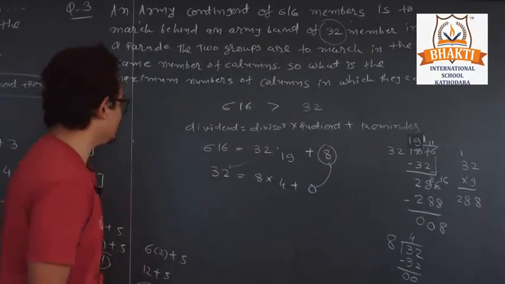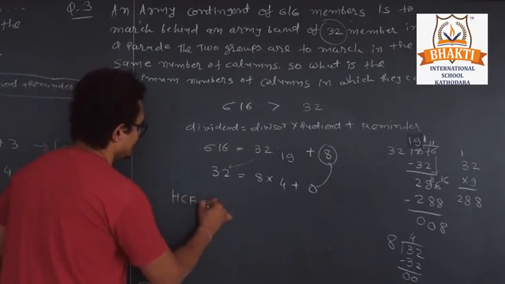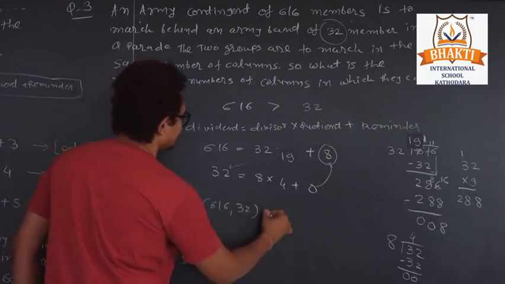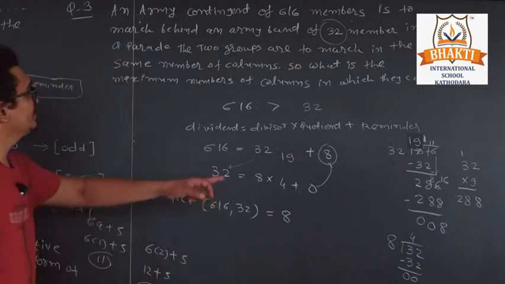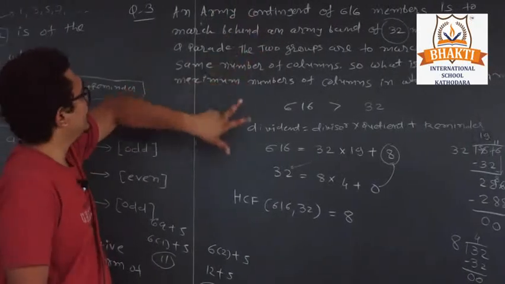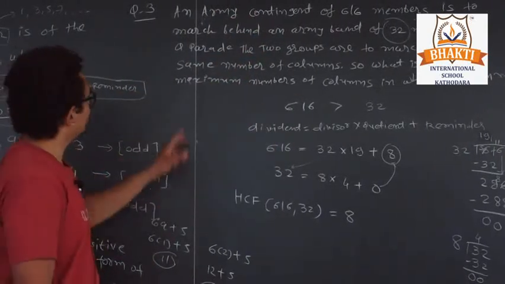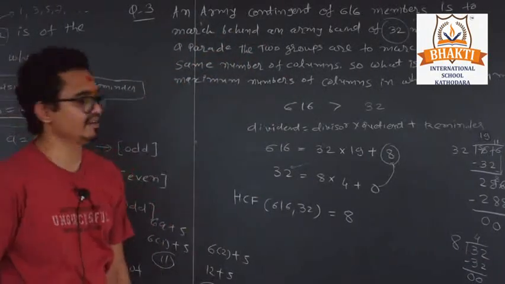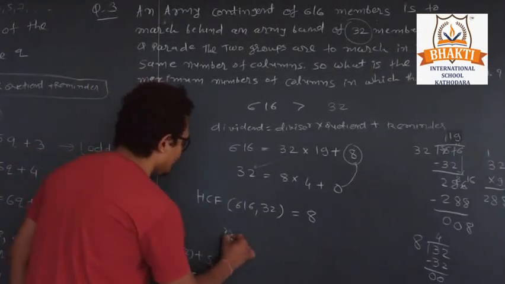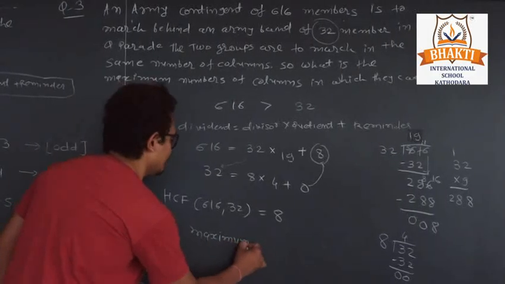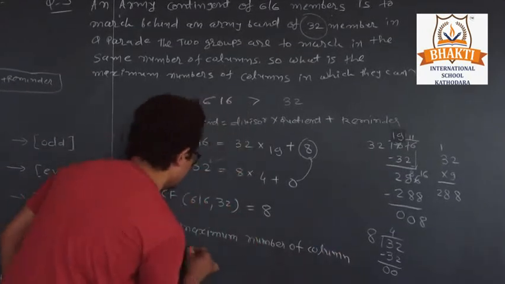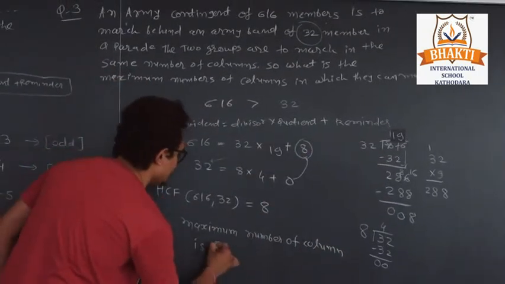So the HCF of 616 and 32 will be 8. So it means we have 8 groups which contain 32 members in each group. They are marching in one contingent. So here we can write like that, the maximum number of columns is 8.